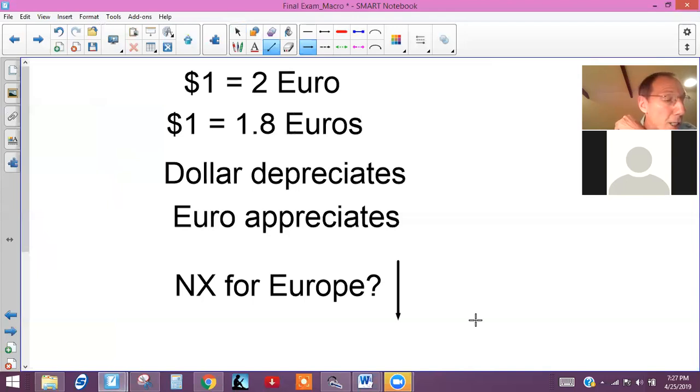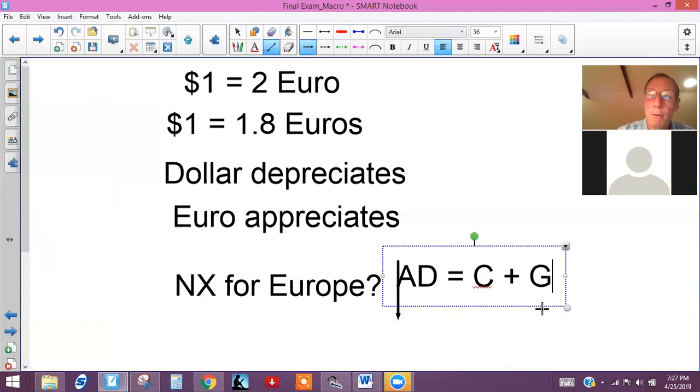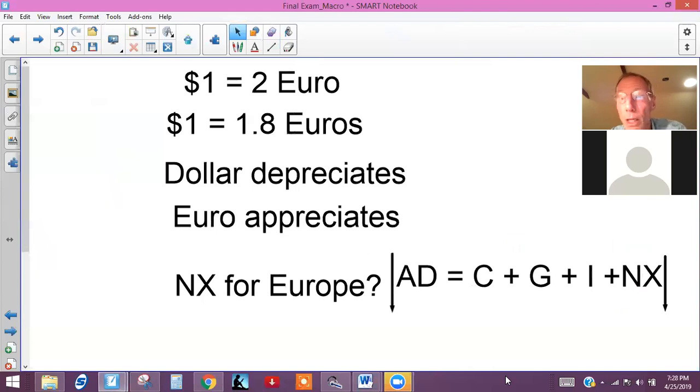Now, if net exports go down, what is the formula for aggregate demand, or the expression? Aggregate demand equals consumption, plus government spending, plus investment, plus net exports. Okay, so if net exports go down, aggregate demand is going to go down, isn't it? Do you agree? In Europe, right? Do you agree?